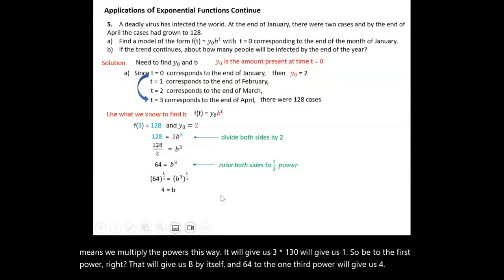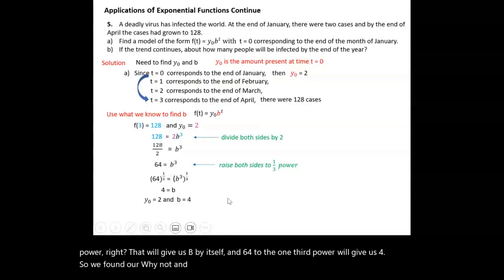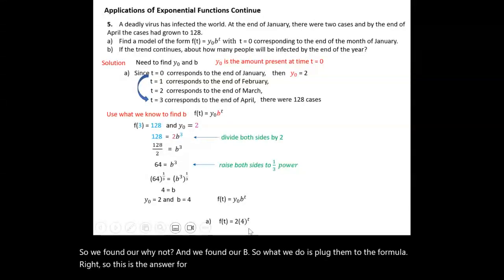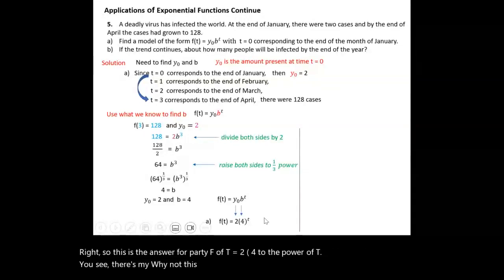So we found our y naught and we found our B. So all we do is plug them into the formula. Right, so this is the answer for part A. f of t equals 2 times 4 to the power of t. You see, there's my y naught, this is my B.